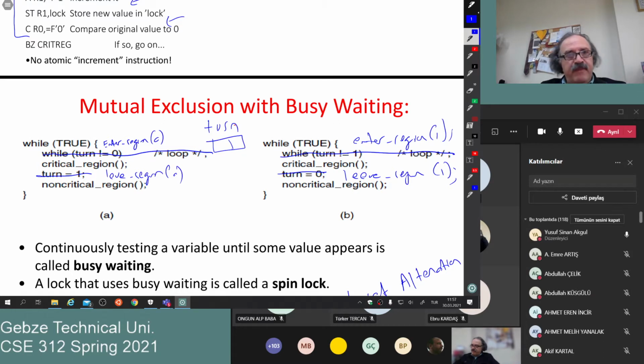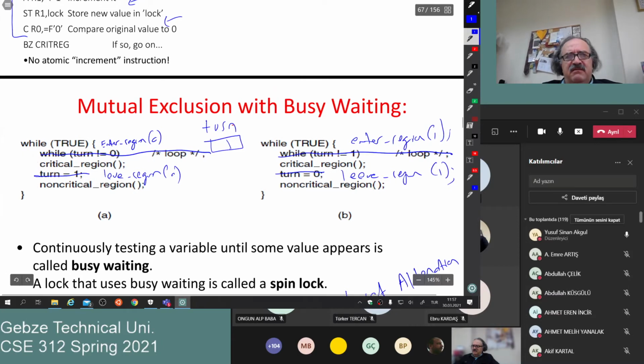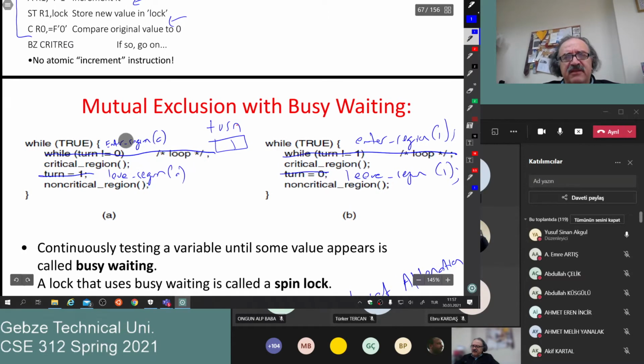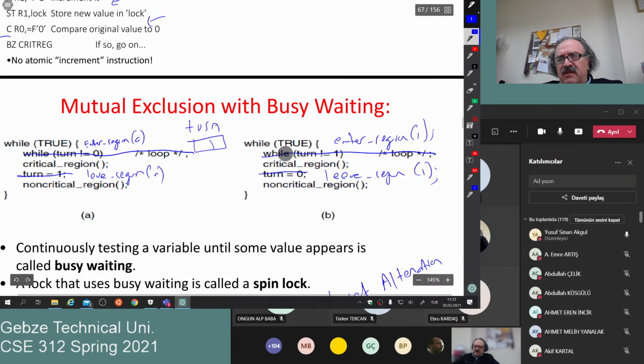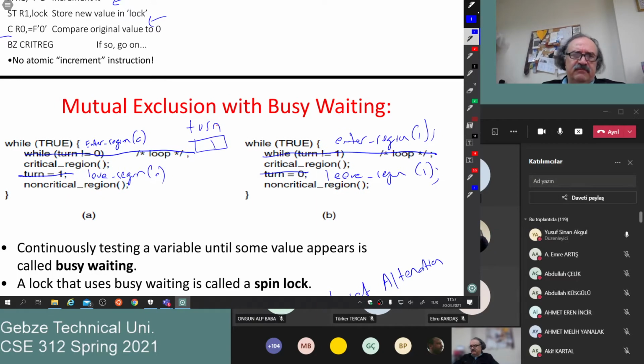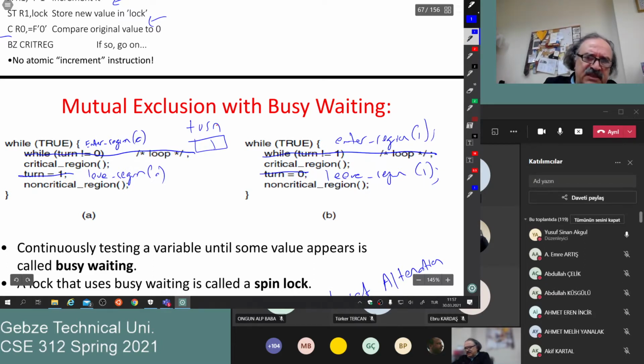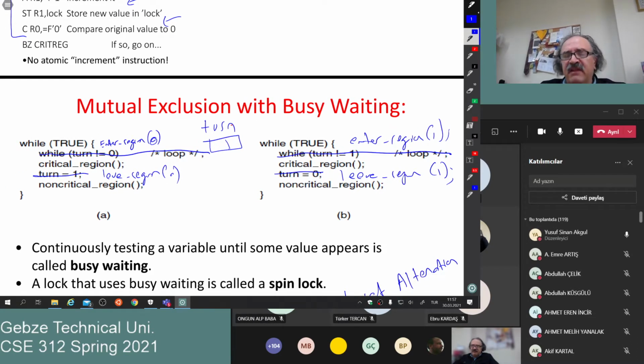While turn isn't 0, I take it out, I deleted it. I deleted this one, I replaced it with enter region. I deleted this one, I replaced it with leave region. This one is the same. So where is the block? Before enter region. Enter region is going to be the place where process A can be blocked. Leave region will never be blocked because I am just leaving the region.